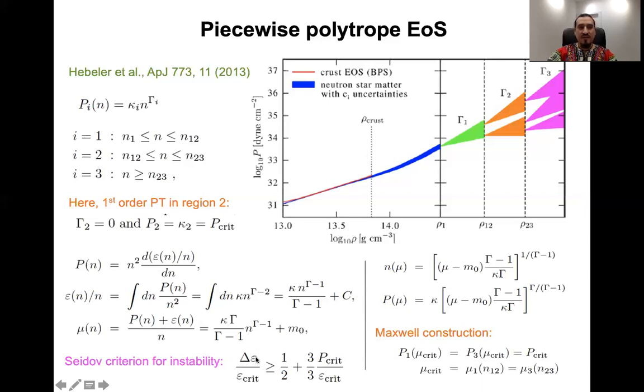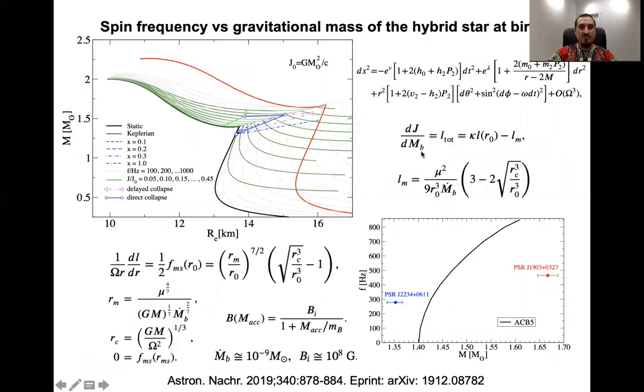For this to happen, we can check that the Seidov criterion is fulfilled. That tells us that the change in the energy density at the phase transition should fulfill this equation, where P is the critical pressure at the transition and E is the energy density at the transition. The different regions are connected by imposing Gibbs conditions. That means that the pressures at the interface are the same, as well as the chemical potentials.